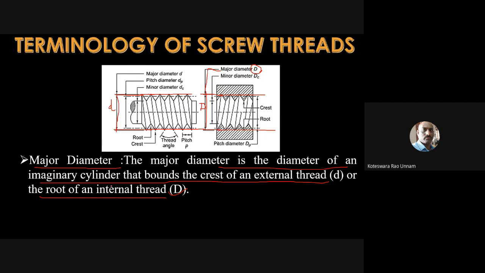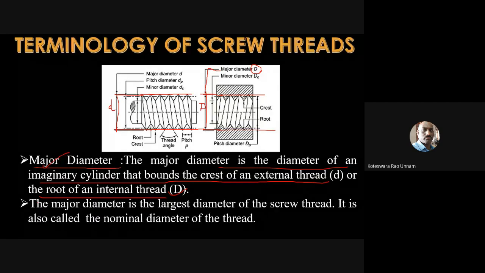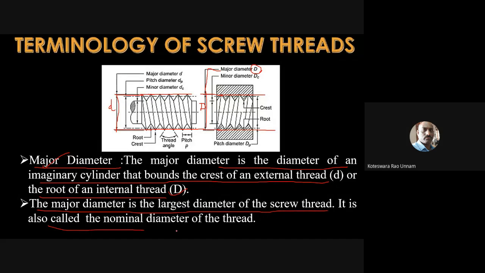So that is the first, and sometimes we also call this major diameter the nominal diameter. The major diameter is the largest diameter of the screw thread. It is also called the nominal diameter of the thread.